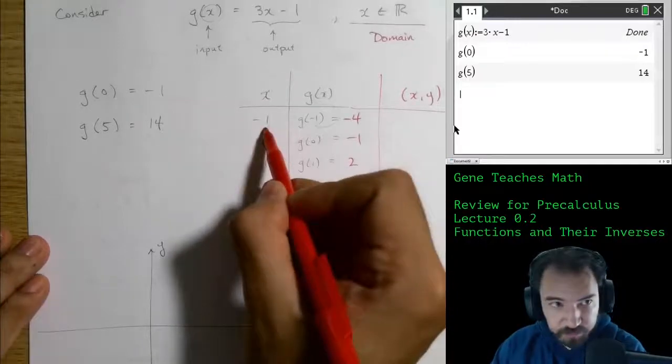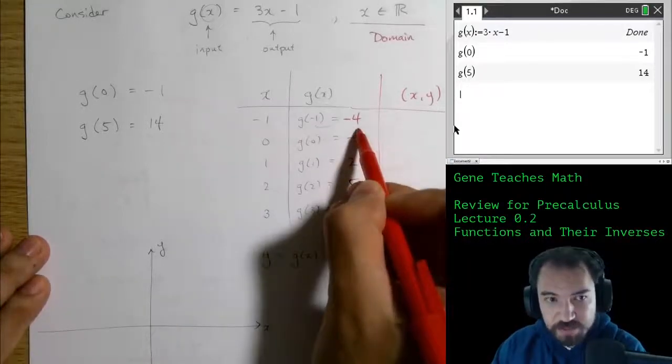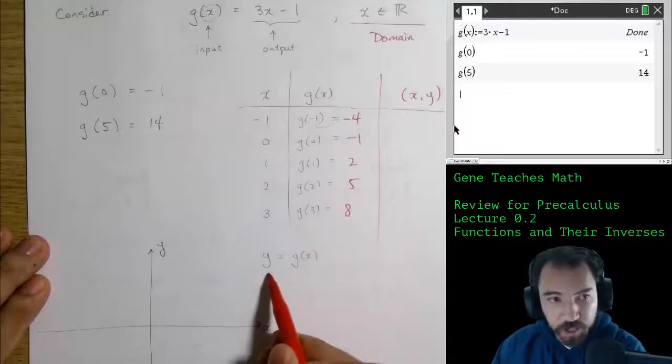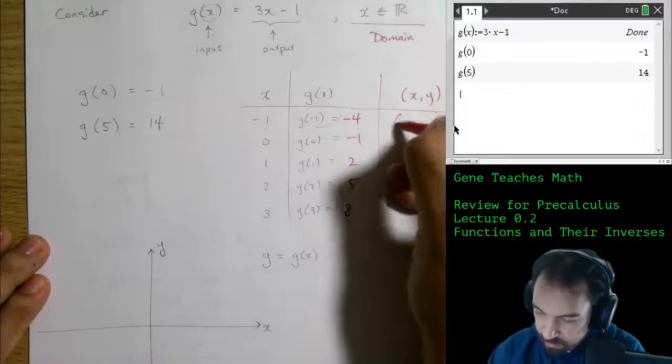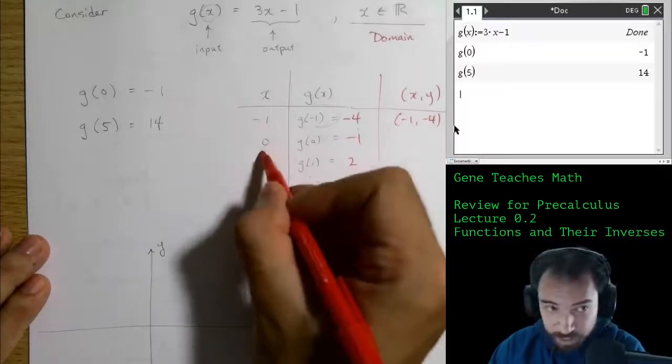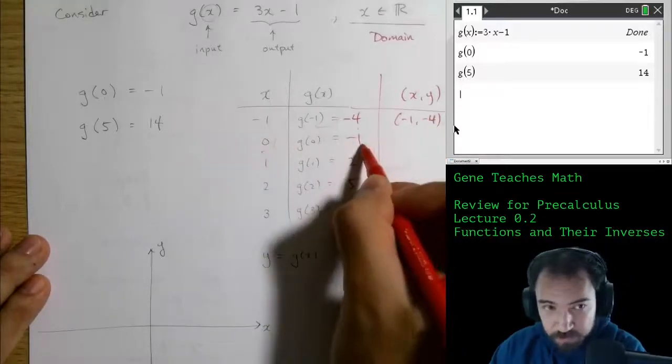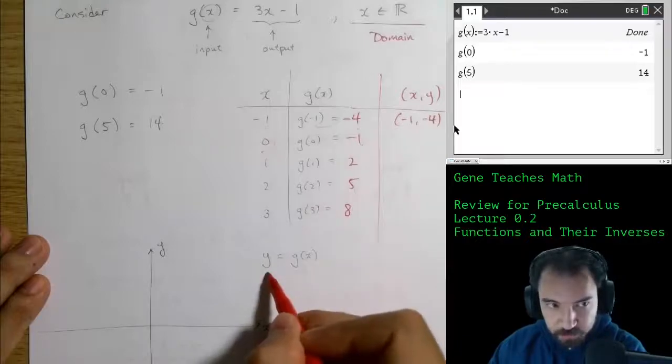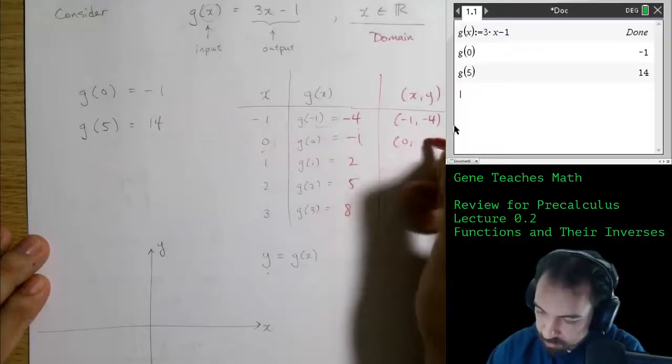So when x is negative 1, the output is negative 4, and that's going to become the y value. So I can say this is negative 1 comma negative 4. And then I can do the same exercise. When x is 0, the function output is negative 1. That's going to become the y value. So this would be 0 comma negative 1.